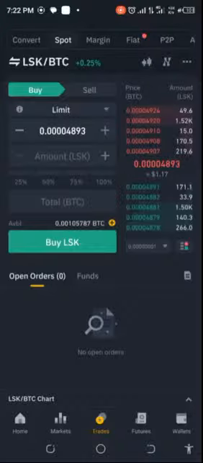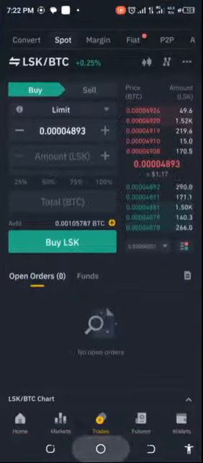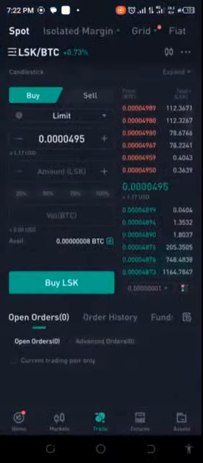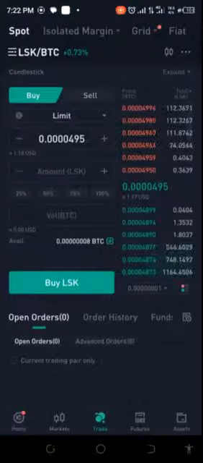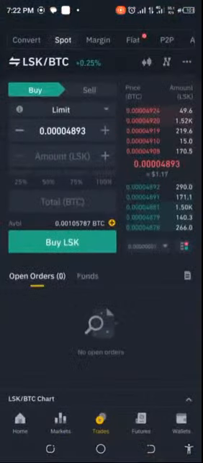Today we're going to be having an episode of Inter-Exchange Arbitrage, and we're going to be using LSK BTC. All right, so we can see here currently the price of LSK BTC is 0.0004893, and on KuCoin it is, let's go check, 495. So we have a difference there. So what we're going to do is go back to Binance and try to buy this.